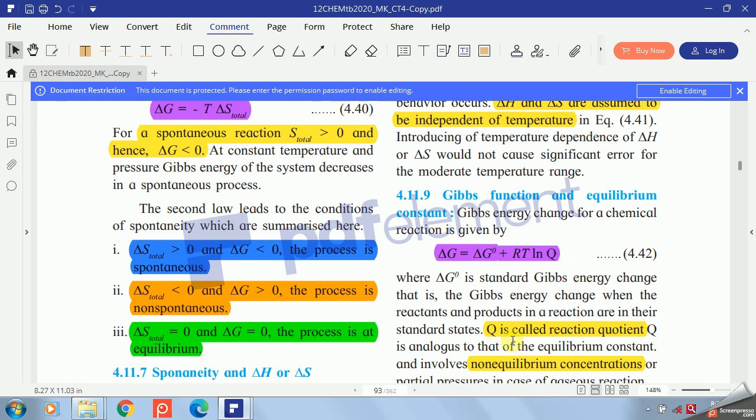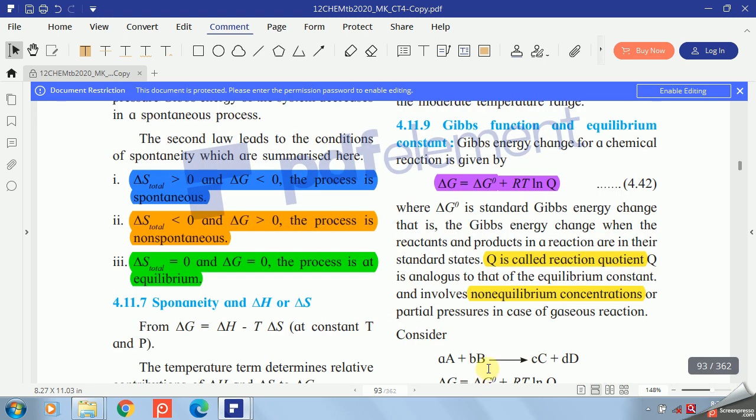What does this Q indicate? It is the reaction quotient. So if the reaction is at equilibrium, this Q is equal to K, where K is the equilibrium constant. Q is a reaction quotient which contains concentrations that are not at equilibrium. So the concentrations involved in the Q formula are non-equilibrium concentrations, or if we consider partial pressures, they are non-equilibrium partial pressures.